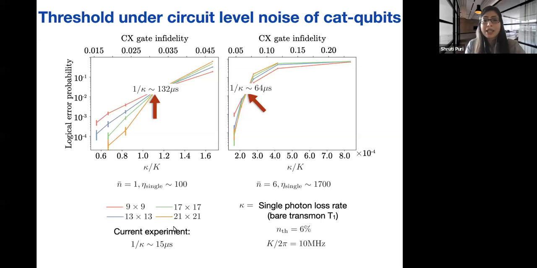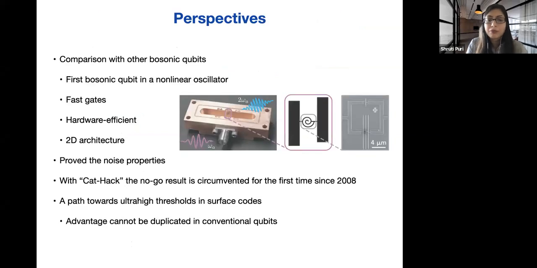So this was the main result that I wanted to show here. This is just the last slide on the conclusions and perspective: this is a very scalable architecture. We can build this, and the experimentalists in the lab currently have a chip with 2 cat qubits, and they are doing the CX gate on it.